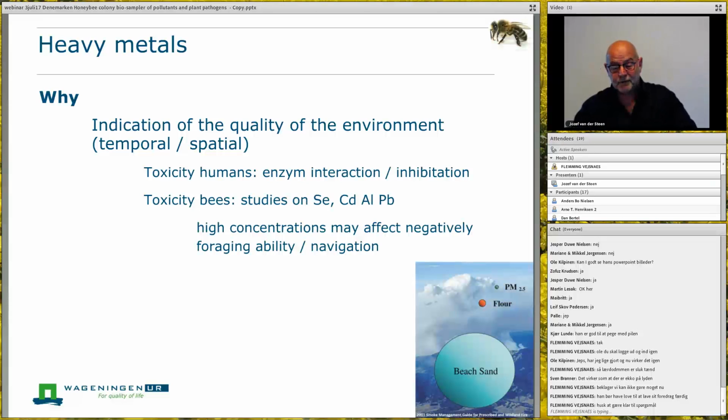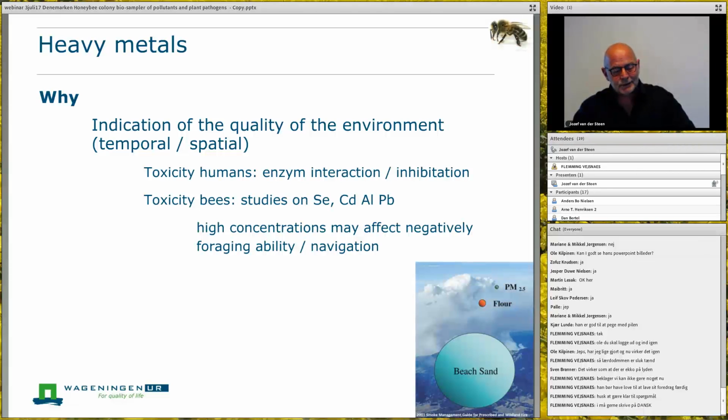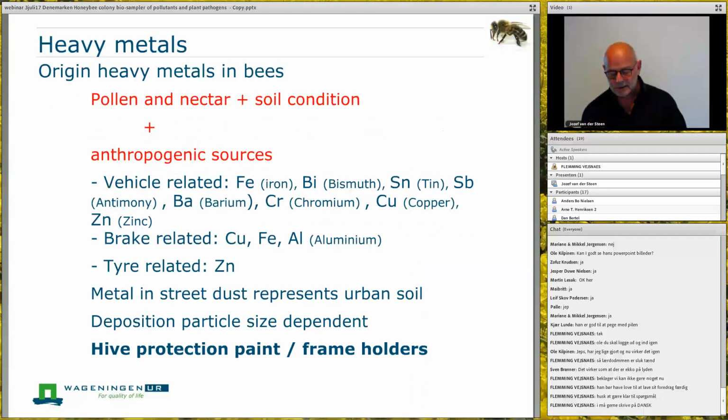Then, a very critical question: why should I sample honeybee colonies and analyze them for heavy metals? Well, heavy metals are important. They are toxic to humans, but they can also be toxic to bees. And I must admit, there are no recordings of heavy metals that have really caused intoxication of bees in practice. But studies have shown that high concentrations have an impact on the foraging ability and on the navigation, because it affects the neural system of the bees.